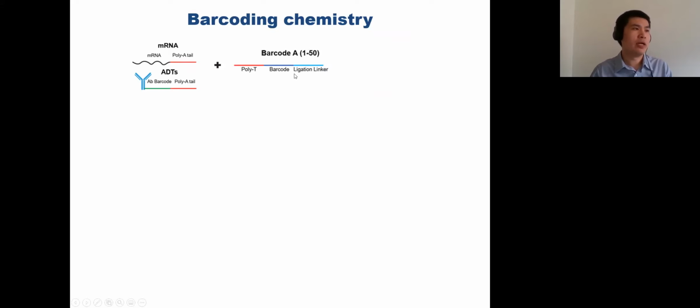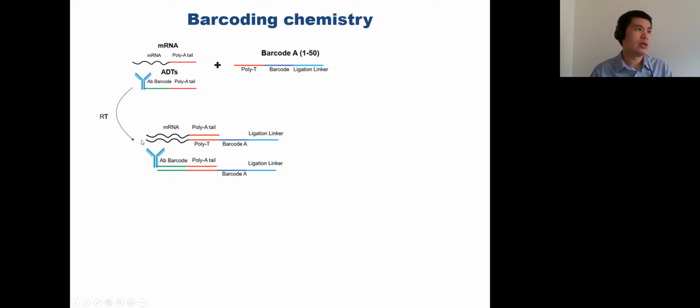So if you flow in our barcode A, which has a poly-T that serves as an RT primer region, then you have the barcode A to tell the location of each channel. You have a ligation linker part. Then through the RT process, you have a cDNA with mRNA information or antibody information.